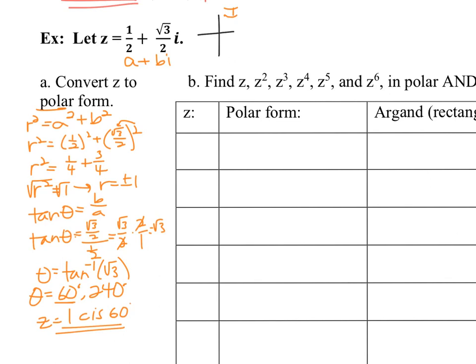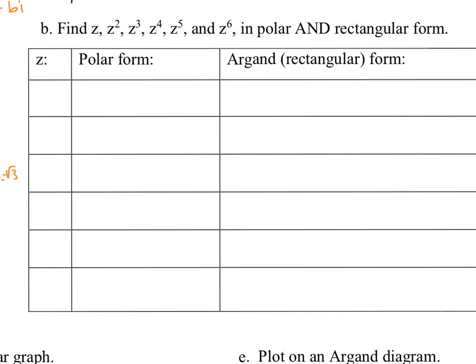And we'll use this as our template to find different powers using de Moivre's theorem. Find z, z squared, z cubed, all the way up to z to the 6th power in polar and rectangular form. Now, truth be told, there's not enough space for this to happen. So write small, and I'm sorry. All right, so we have z to the 1st power all the way up to z to the 6th. So we're going to do z squared, z cubed, z to the 4th, 5th, and 6th.